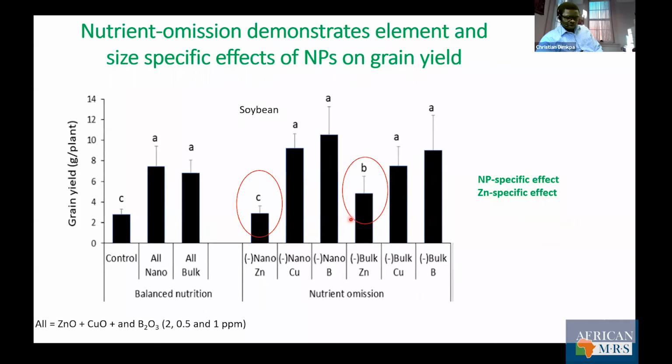However, for the bulk zinc, when you remove the bulk zinc, you see a reduction in the yield compared to the bulk all. That tells you that the zinc is also active here. But when you compare this to this, the zinc is more active as a nano than as bulk. So there is a nano-specific effect, which you see comparing this to this, and there is an element-specific effect, which you see when you compare zinc, copper, and boron. No effect, no effect, effect, and effect. I will talk about the implication of this in a later slide.